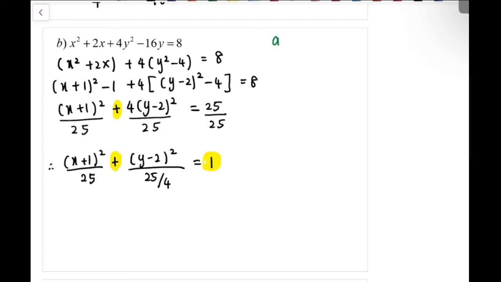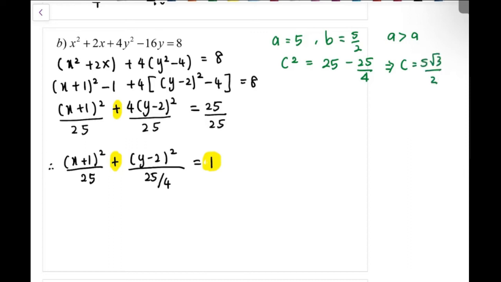So A squared in this case is 25, so A would be 5. B squared is 25 over 4, so B would be 5 over 2. So A is longer, which means in order to find C squared, it's A squared minus B squared. Oops, I got it the wrong way round, be careful. So 25 minus 25 over 4. Here you should get C is 5 square root of 3 over 2. The number is a bit strange with the fraction, but it's still a constant. Don't worry about that.